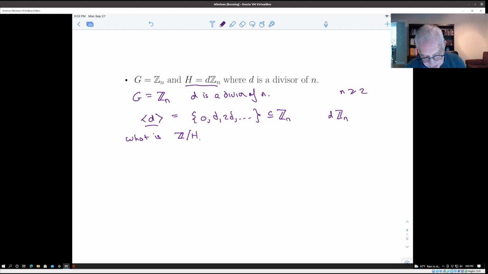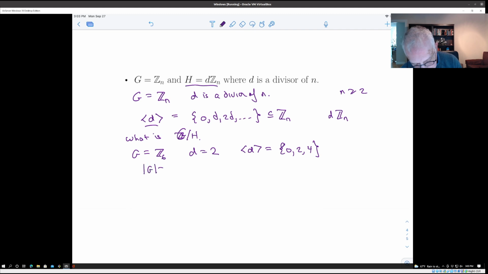So, G mod H. Let's look at an example. If G were Z6 and D were 2, then the cyclic subgroup generated by 2 is the set 0, 2, 4, and then 6, which is the same thing again. So this is a group of order 6. This is a group of order 3. So there are two cosets, and what are they?